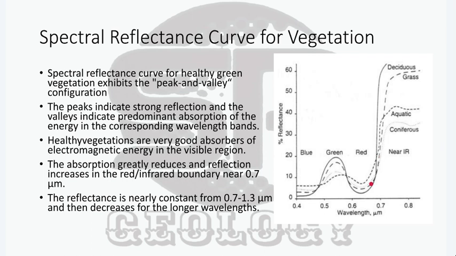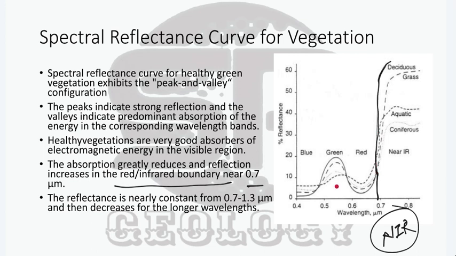So what you have seen is that vegetations reflect most of the energy in the near infrared region. This is the whole theme. Here you can see the absorption bands. The absorption greatly reduces and reflectance increases at the red-infrared boundary near 0.7. Here you can see at 0.7 the reflectance is exponentially increasing. The reflectance is nearly constant from 0.7 to 1.3, so here it is constant.